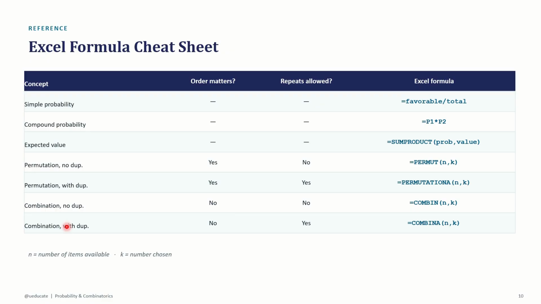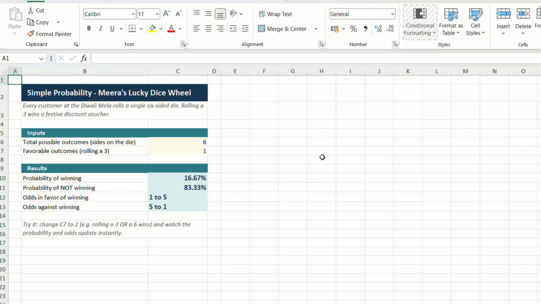And a combination with duplication, order doesn't matter, and repeats allowed. We have this formula. Let's take a look in the Excel worksheet how we can calculate simple probability, compound probability, permutation and combination without duplicate.